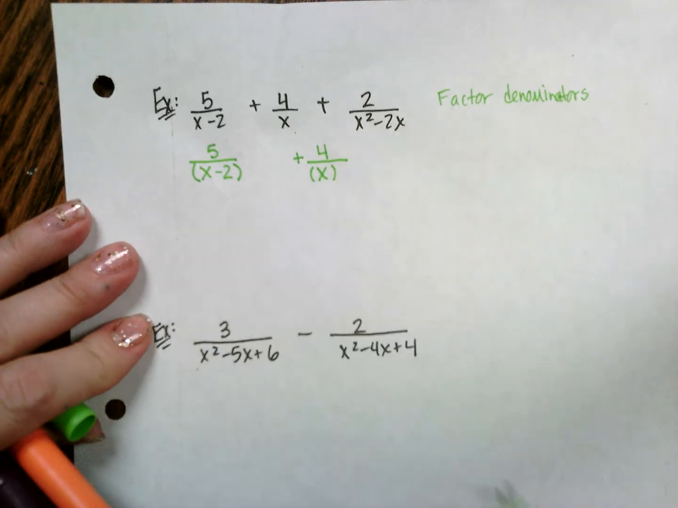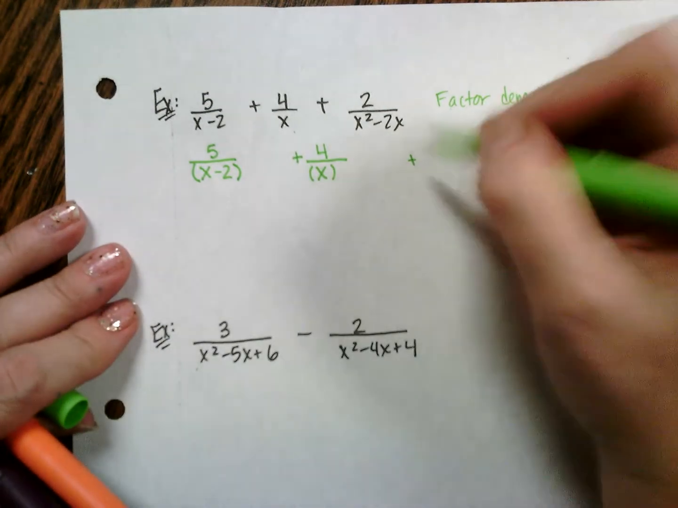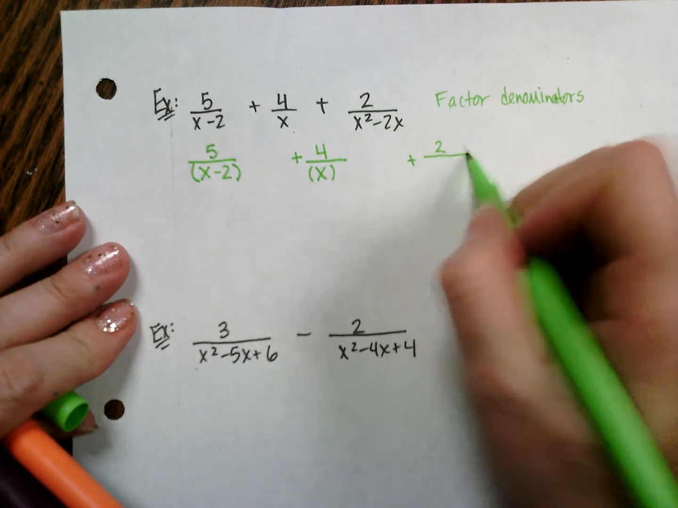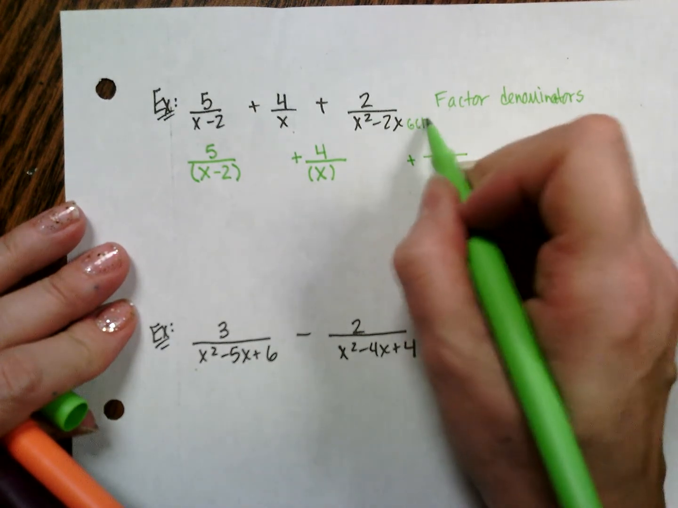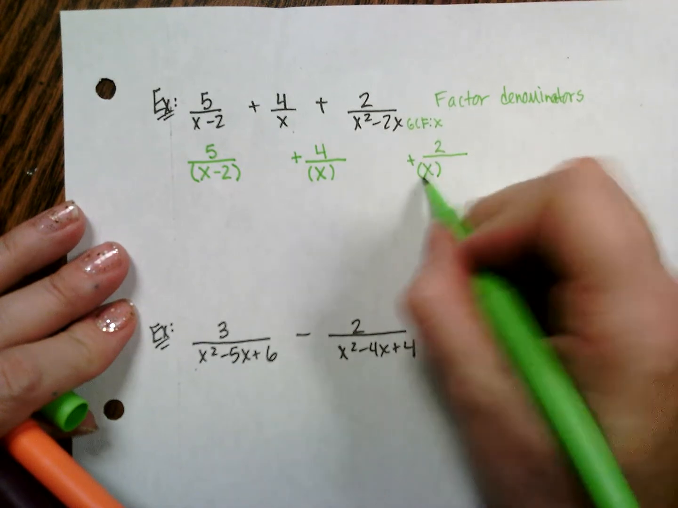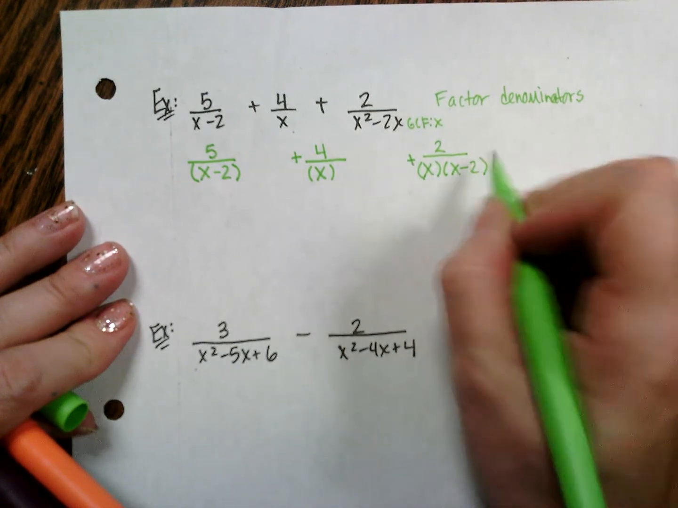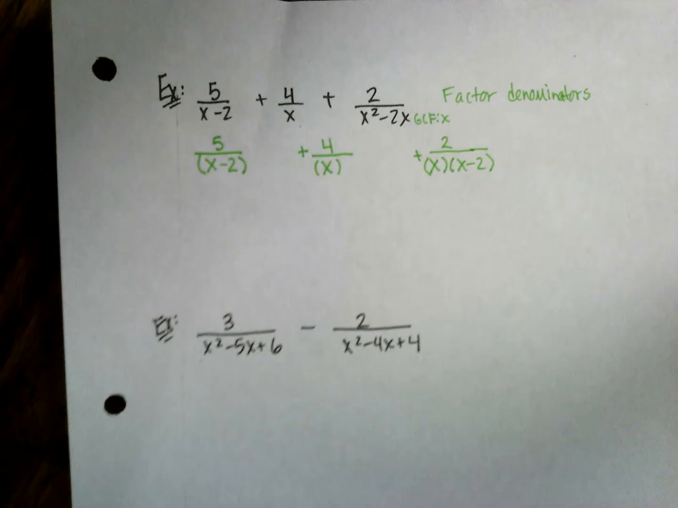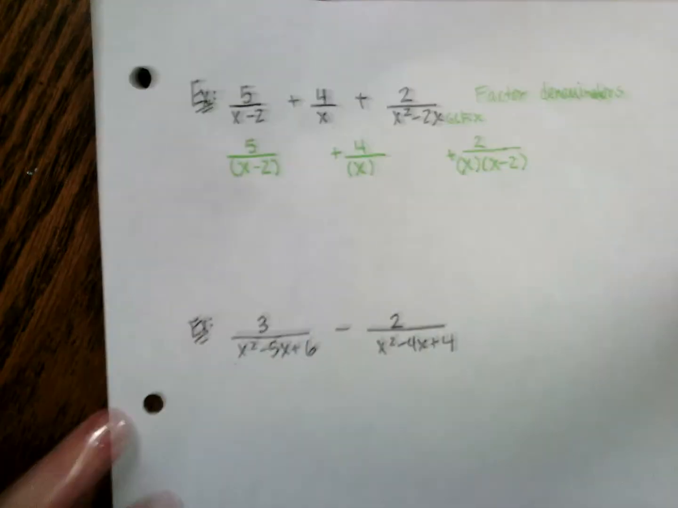I'll go ahead and put that in a parenthesis, and then leave a space because x won't factor, but this guy will. 2 over, there's a GCF here of x. So that will be x times x minus 2. Okay. Now the denominators are not the same, but once they're factored, then I can see what each one needs in order to be matchy-matchy.